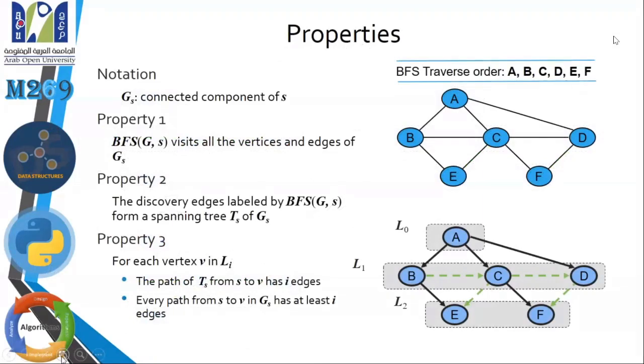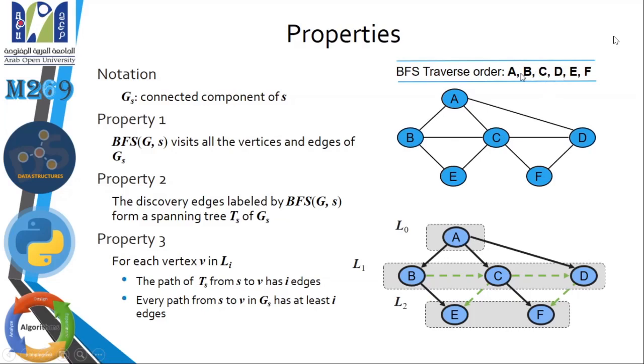Is it the only solution? Again, no. Someone will start from B. That's fine. From B, he will go to A, C, E. So now, it is totally different from this one.